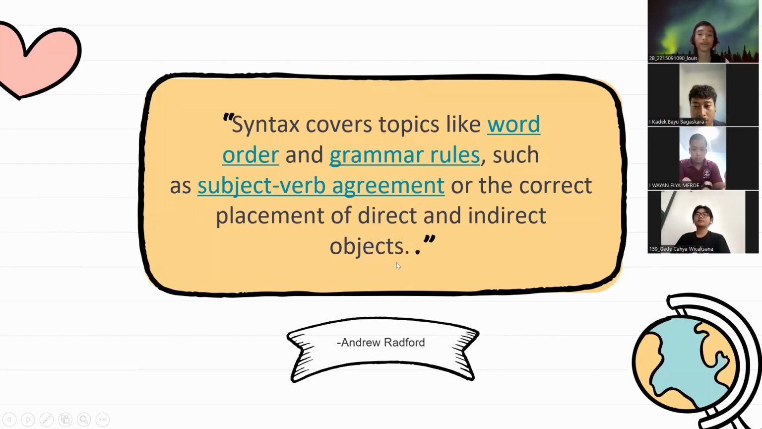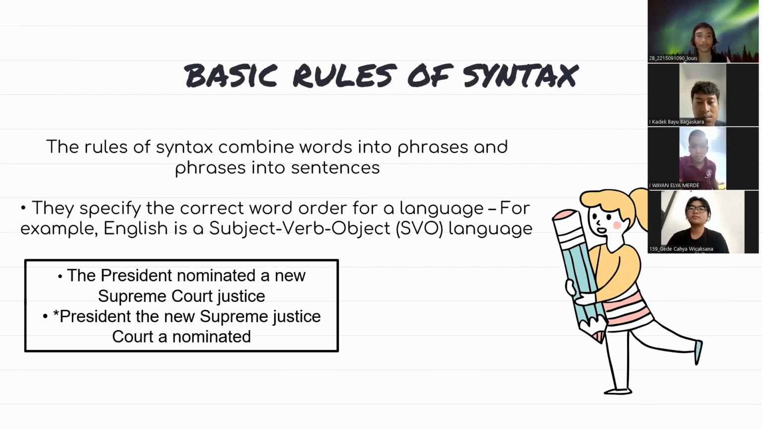Based on Andrew Radford, syntax covers topics like word order and grammar rules, such as subject and verb arrangement, or the correct placement of direct and indirect objects. In one sentence, we use the subject and the correct placement of direct and indirect objects. Next material.